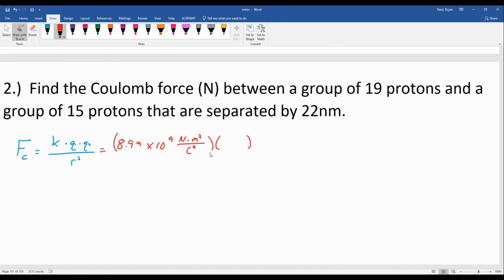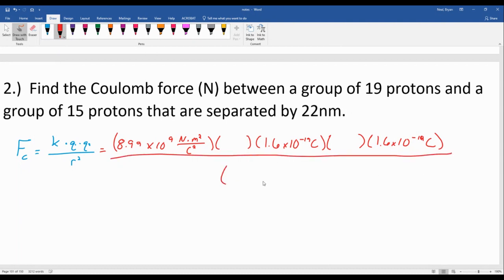Then I'm going to leave some space right quick. So we have a charge coming from a bunch of protons. If we remember that each proton had 1.6 times 10 to the negative 19 coulombs, then we can multiply, kind of like we did on question 1, to find the charge right here. Then we have another group of protons. And again, I'm going to leave space because we know that each of those is going to be 1.6 times 10 to the negative 19 coulombs. And then on the bottom, the separation distance is in nanometers. So nanometers is 10 to the negative 9. Again, I'm leaving a little blank here.